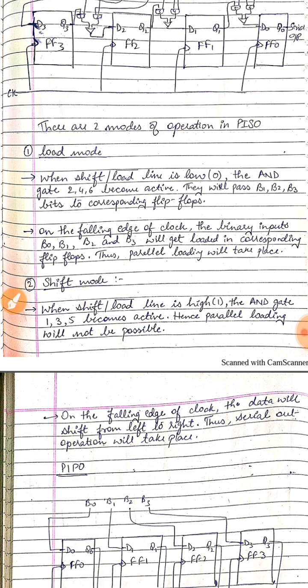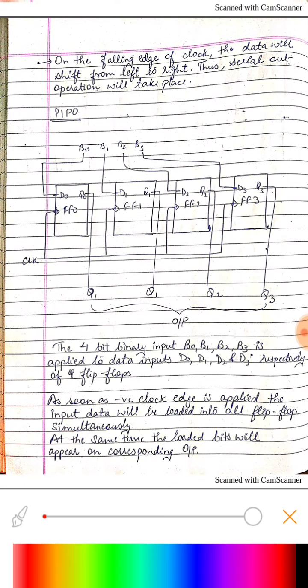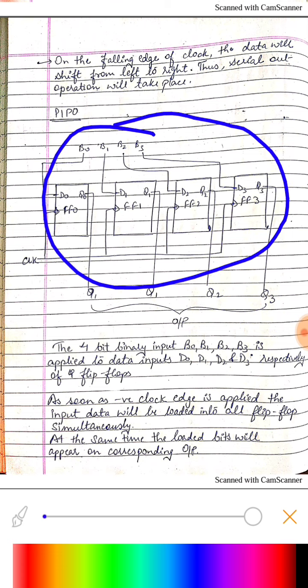And the last one is parallel in and parallel out. We need to feed the data parallelly and want to extract it parallelly as well. So this is how the circuit will look. Here we need to store 4 bits, so we would require 4 flip-flops as well. B0, B1, B2, B3 is the data which is fed parallelly, and simultaneously we are getting the data at the outputs of all the flip-flops.